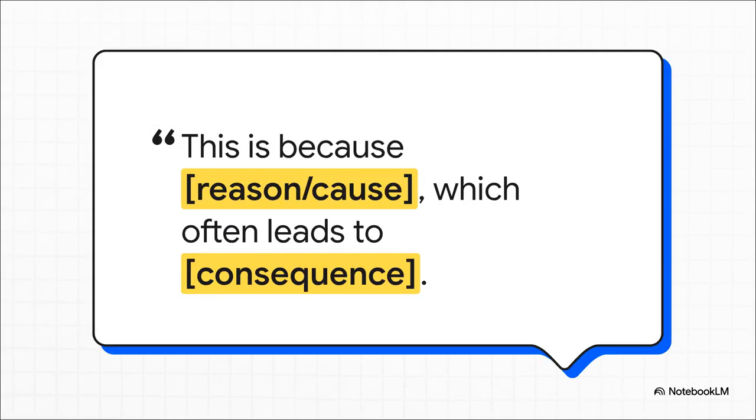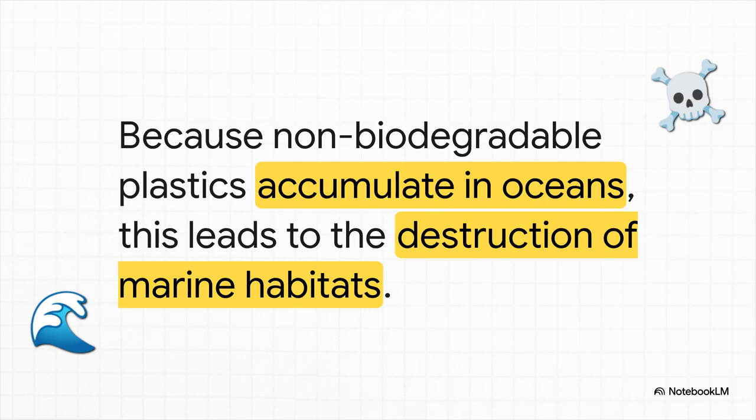This next sentence is your why sentence. This is where you connect a specific cause to a specific consequence. This is what adds real depth to your opening statement and starts building a truly convincing argument. See how that works? It doesn't just say plastic is bad. No, it explains the mechanism. The plastic builds up, and the direct result of that is the destruction of marine habitats.